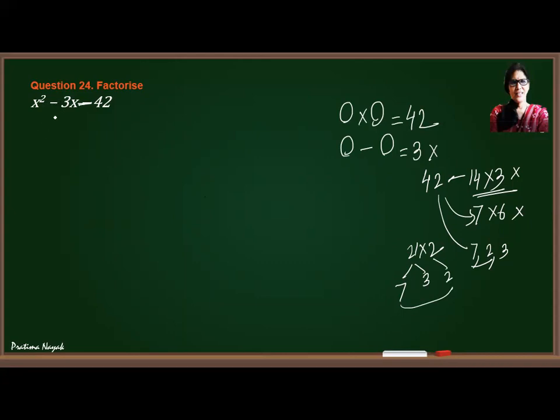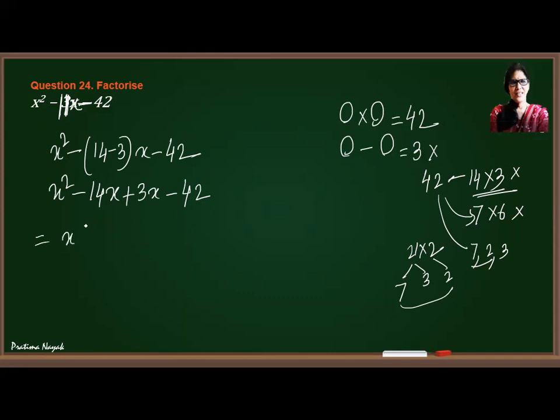It will be 11x minus 42. So what will I write? I'll write x square minus 14 plus 3x minus 42. Then x square minus 14x plus 3x minus 42. Then taking x common, x minus 14, plus 3 taking common, it will be x minus 14. So I'll take x minus 14 common into x plus 3.